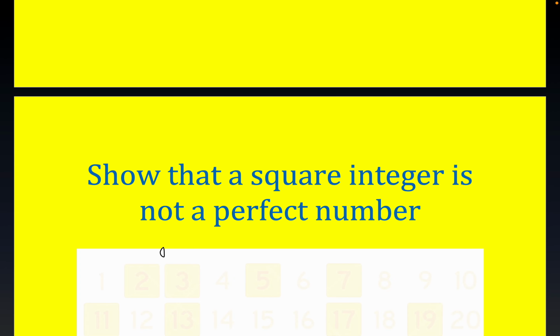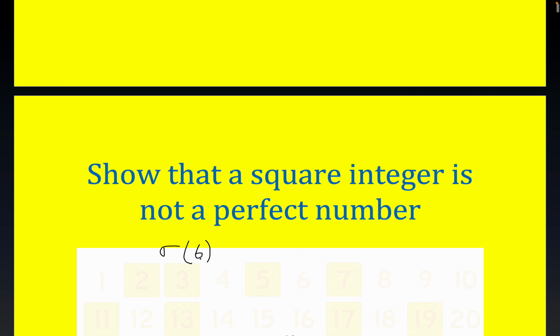Good day, all. We're trying to prove something about perfect numbers, so I'm going to talk just briefly about what we mean by a perfect number. Like if you have, let's say, sigma of 6, this is the sum of the divisors of 6. And we're trying to show that a square integer is not a perfect number.